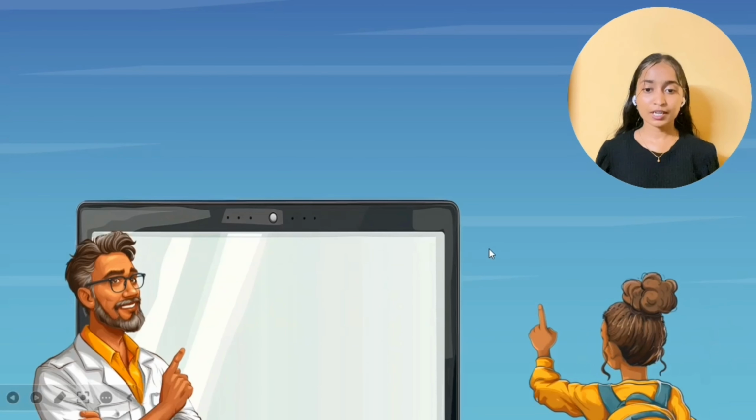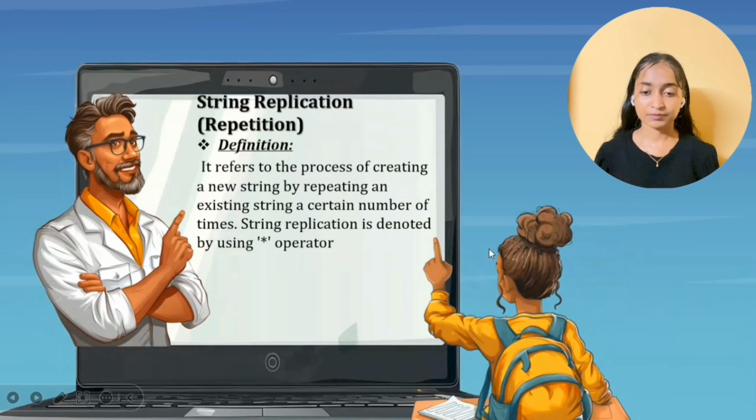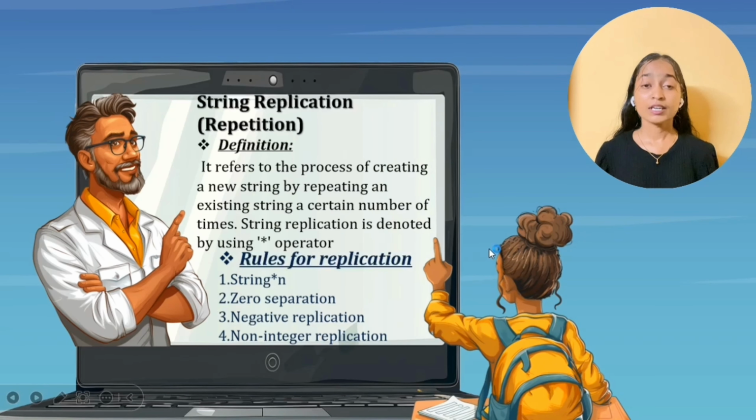Now we are going to learn about string replication in Python. So basically, what is string replication? String replication allows you to create a new string by repeating the existing one. We use the asterisk for this. Key rules to be remembered in string replication. The first rule says string * n. The expression string * n repeats the given string n times.